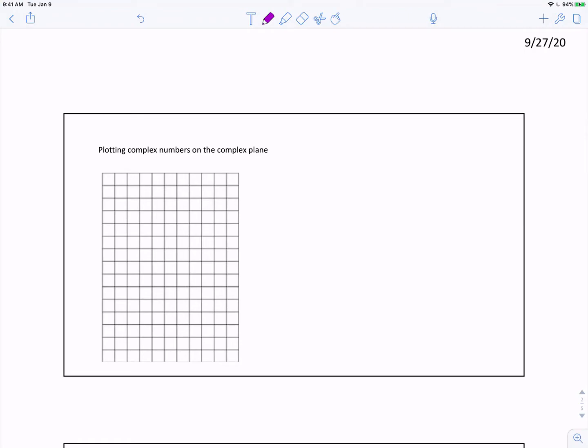You can plot complex numbers on what's called the complex plane, and this is very easy to do. We think of our traditional axis system. The horizontal axis is where we would graph the real part of the complex number, and the vertical axis is where we would graph the complex part, or the imaginary part, of the complex number.